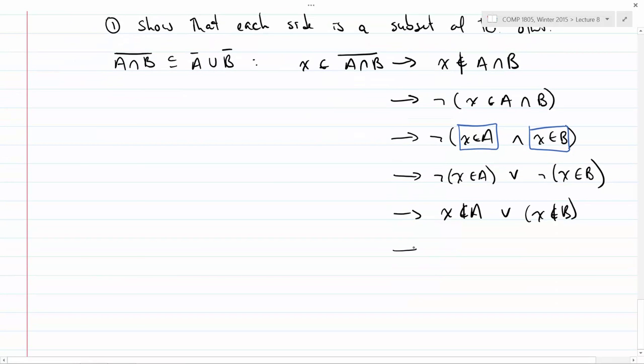And if X is not in A, then X is in A complement. And if X is not in B, then X is in B complement. By definition. All right, and then the very last leap here is just looking at the definition of union. This says that X is in A complement union B complement. Am I done?